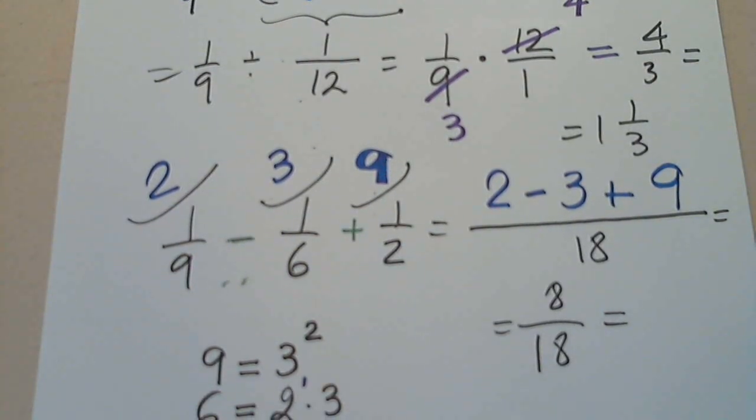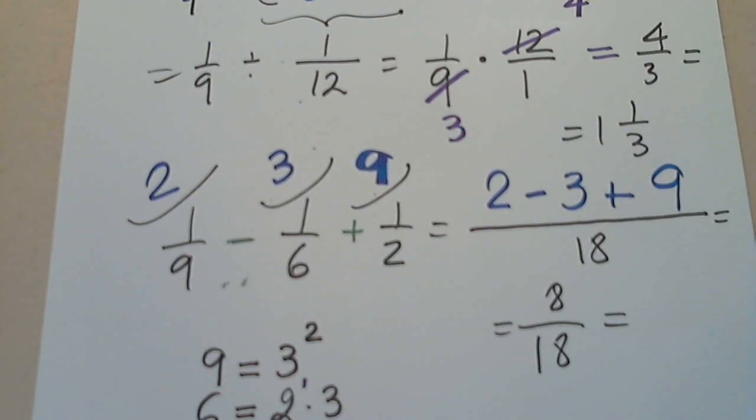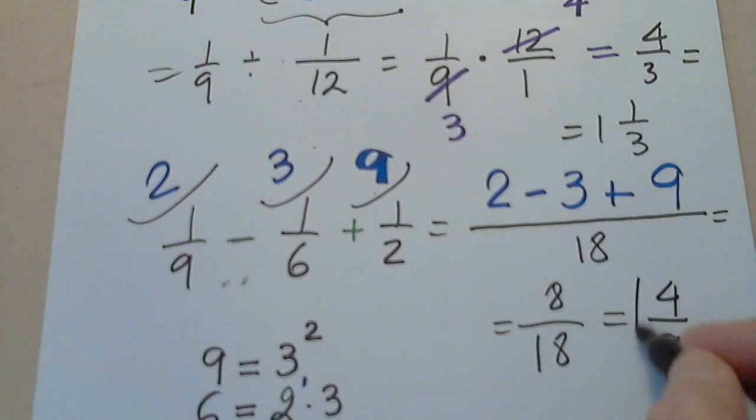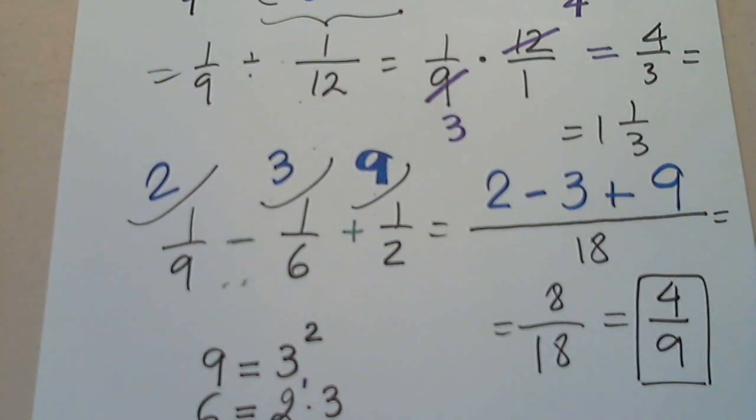Since this is not a fully simplified fraction, and I see that 8 and 18 have a common factor, I have to pull it out. A factor from the top with a factor from the bottom. Well, it's 2, so the numerator is 4 and the denominator is 9, and this is done.